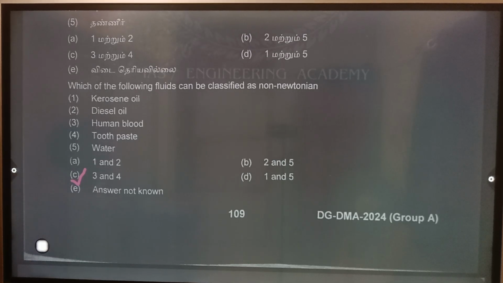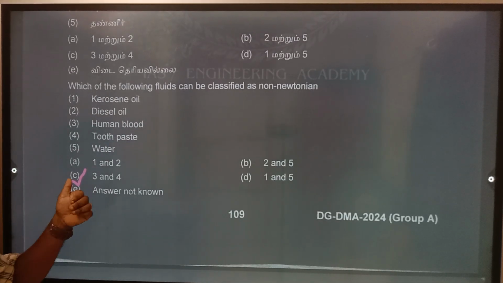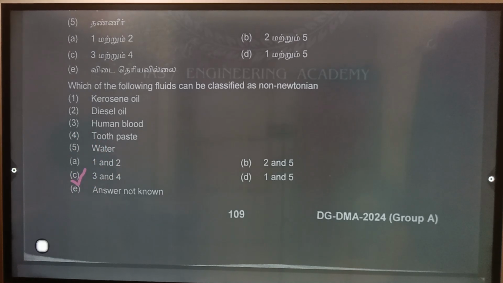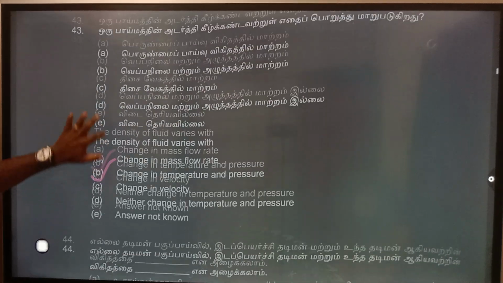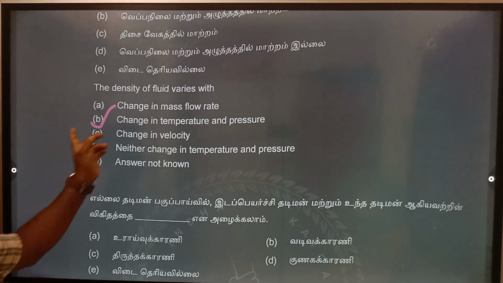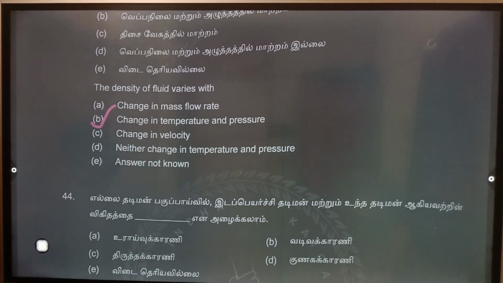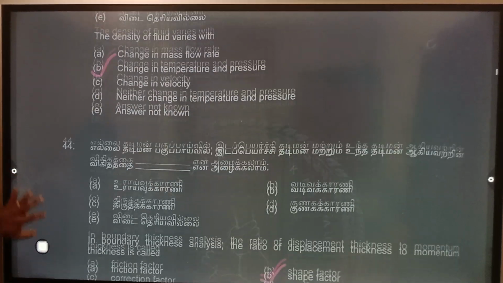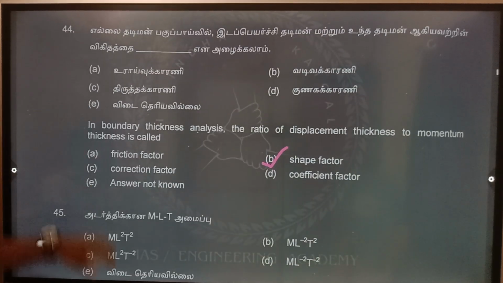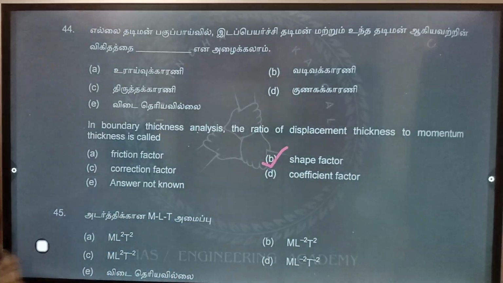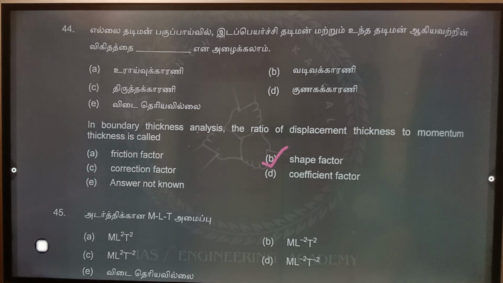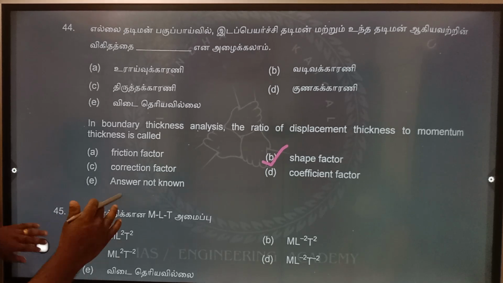42. Which of the fluids can be classified as non-Newtonian? 3 and 4. Human blood and toothpaste. Non-Newtonian example. Okay. Then 43. The density of fluid varies with change in temperature and pressure. Answer is D. 44. In boundary layer analysis, the ratio of displacement thickness to momentum thickness is called shape factor. Okay, shape factor definition, the ratio of displacement thickness to momentum thickness. So 44th answer is D.